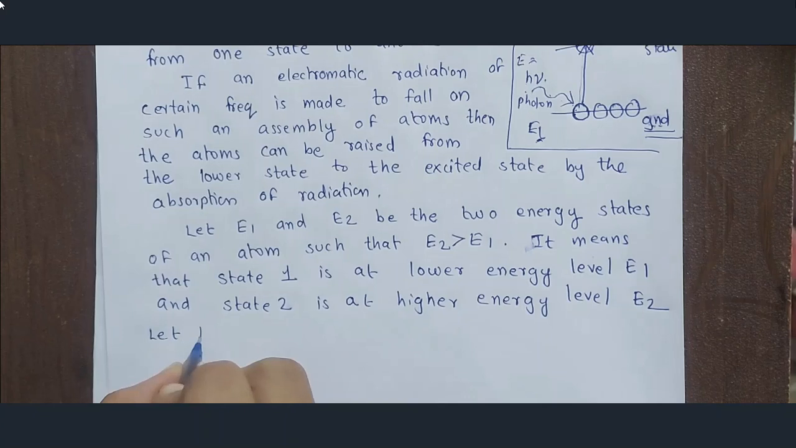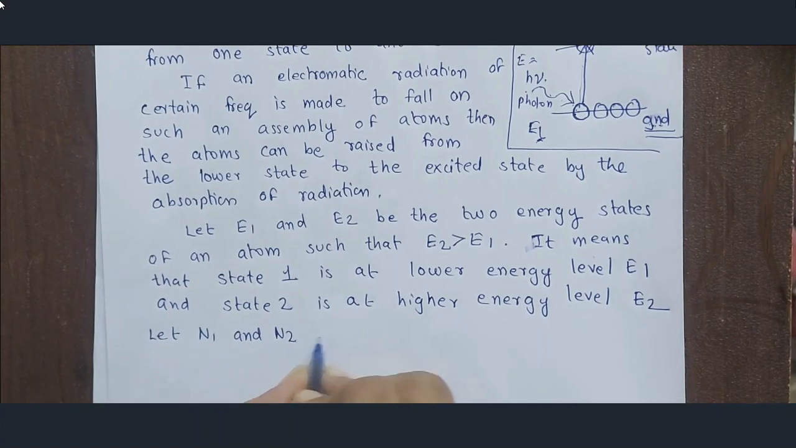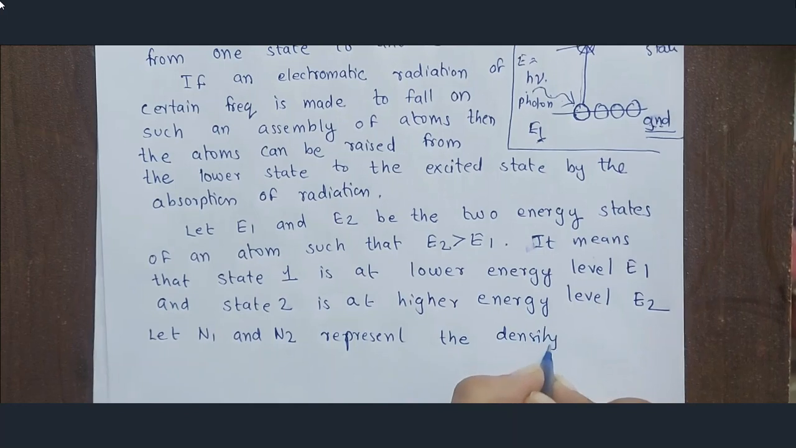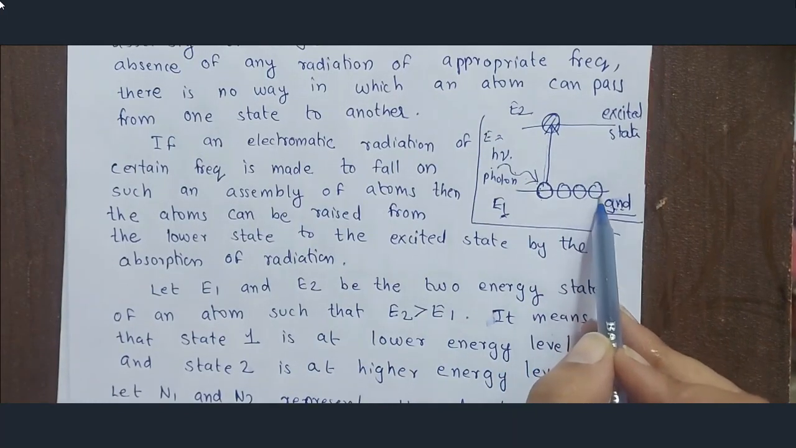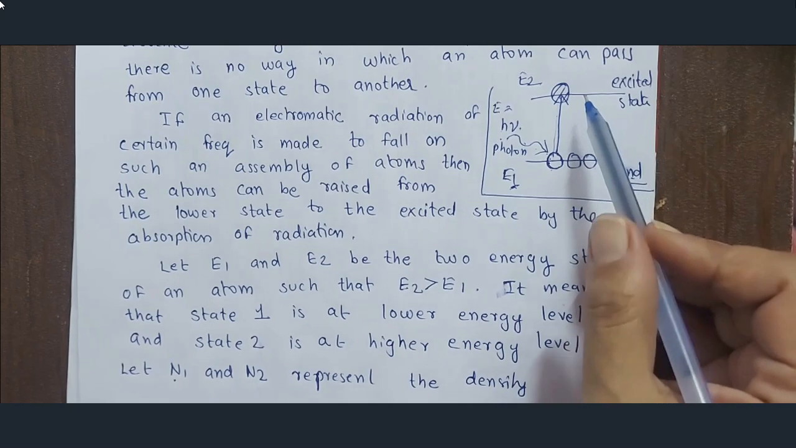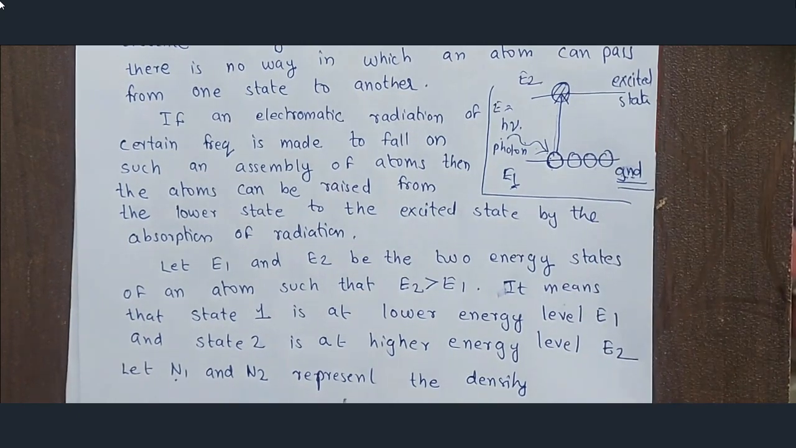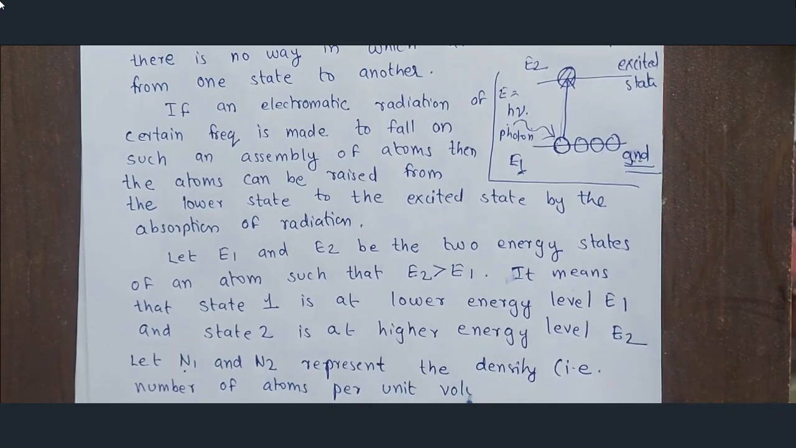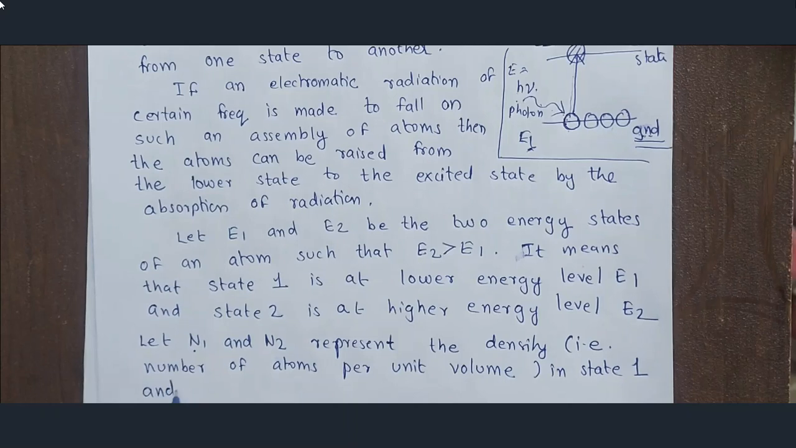Let N1 and N2 represent the density. Density here means the number of atoms per unit volume. N1 represents the number of atoms per unit volume in the ground state and N2 represents the number of atoms per unit volume in the excited state, in state 1 and state 2 respectively.